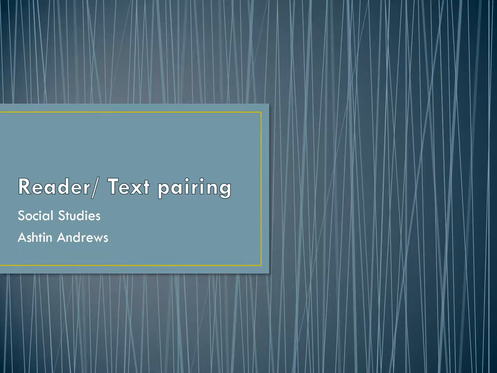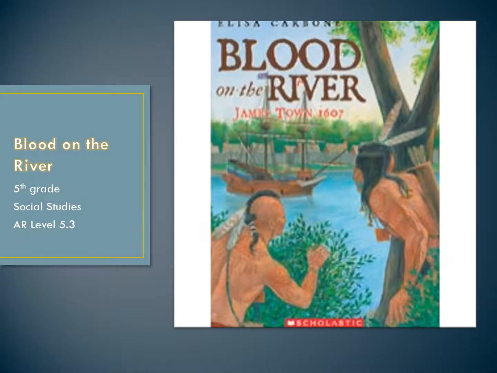So today I'm going to talk to you about how I decided my reader and text pairing. My first book was Blood on the River. This was a 5th grade level. I researched it, and on the AR level, the Renaissance, it put it at a 5.3, which is 5th grade, 3rd month, so beginning of 5th grade, which my social studies unit was on for 5th grade, so this was right at the level.